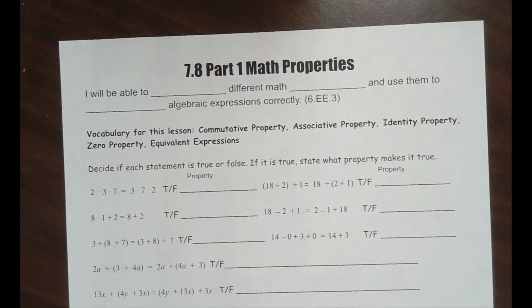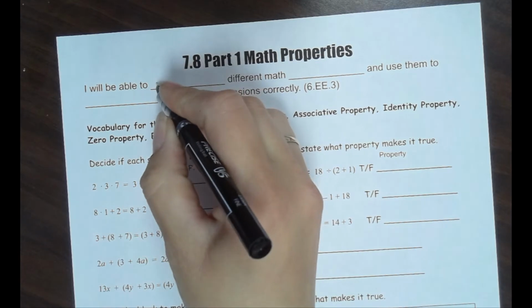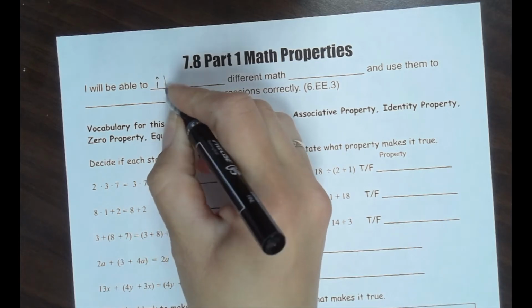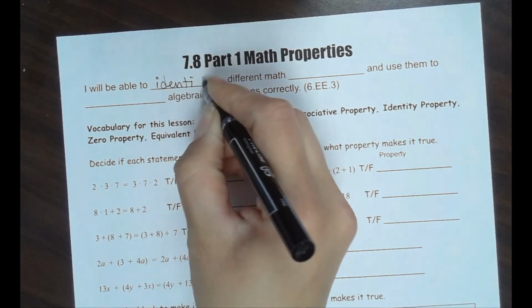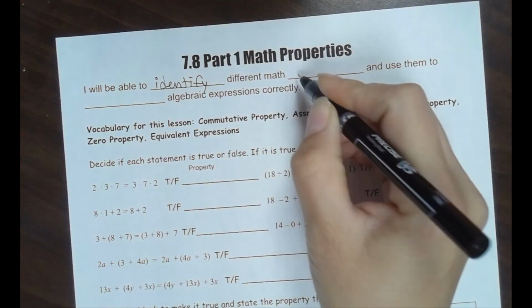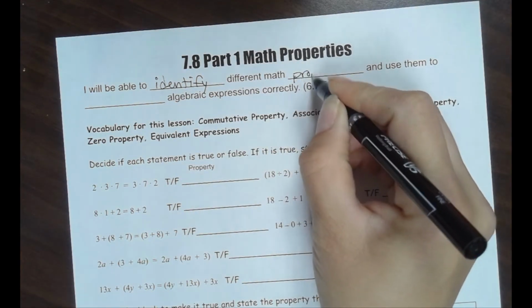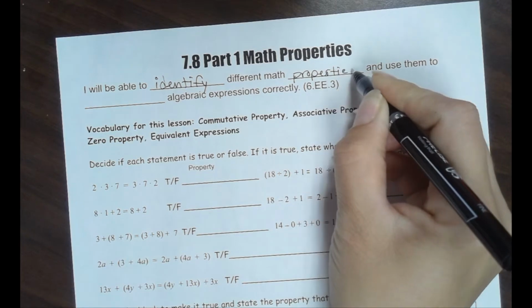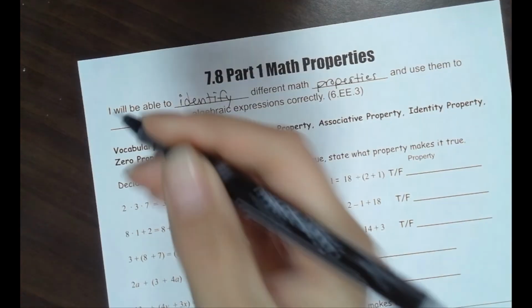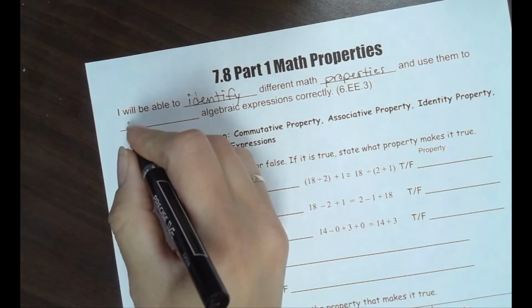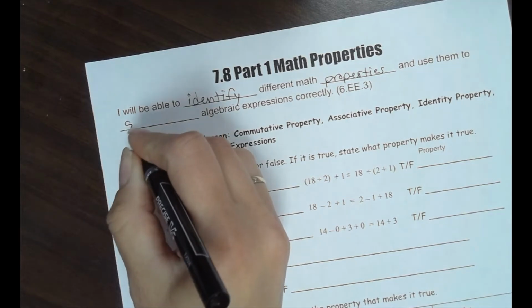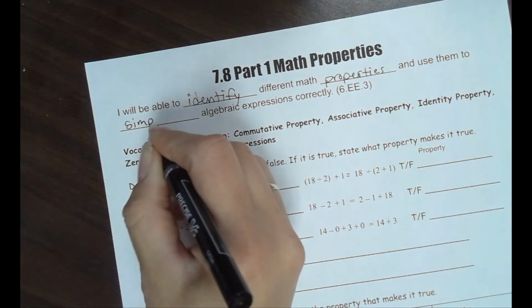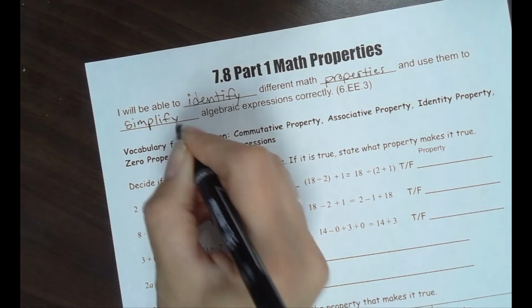Welcome back. This is lesson 7.8 journal, part 1, math properties. I will be able to identify different math properties and use them to simplify algebraic expressions correctly.